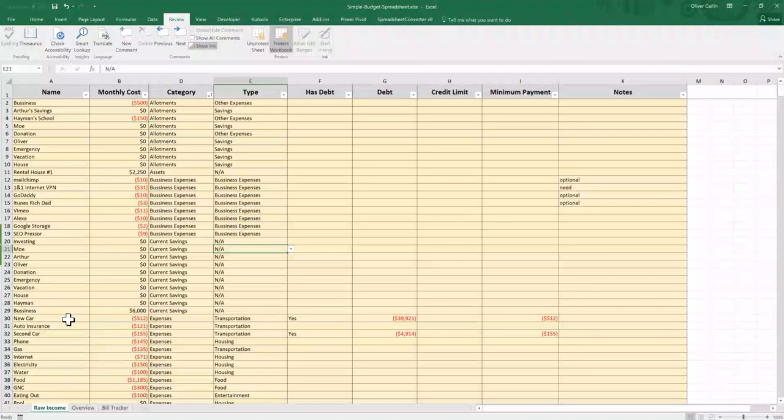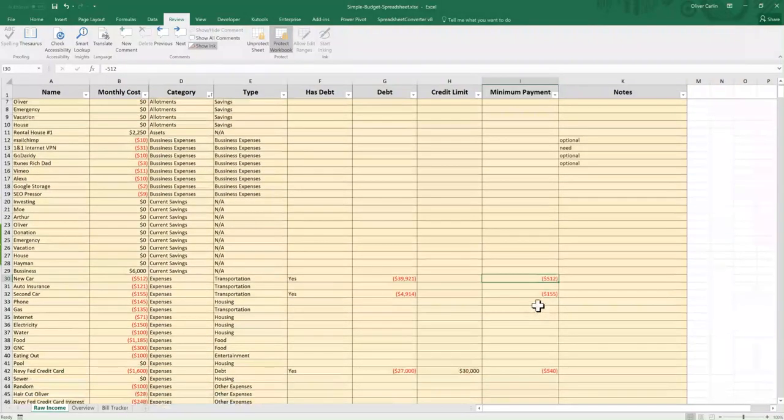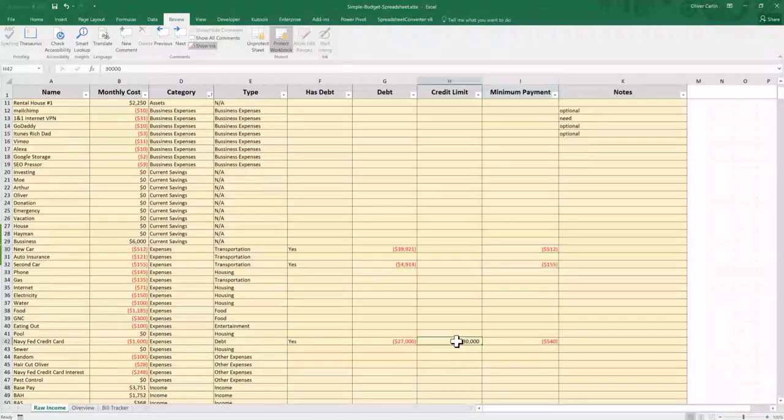If you have a credit card or a loan, like a new car here, it has a loan. Yes, it has a loan. My loan is $39,000. There's no credit limit because it's not a credit card. And the minimum payment is $512. It's important that you put $512 here. Now, you notice here there is a credit limit.